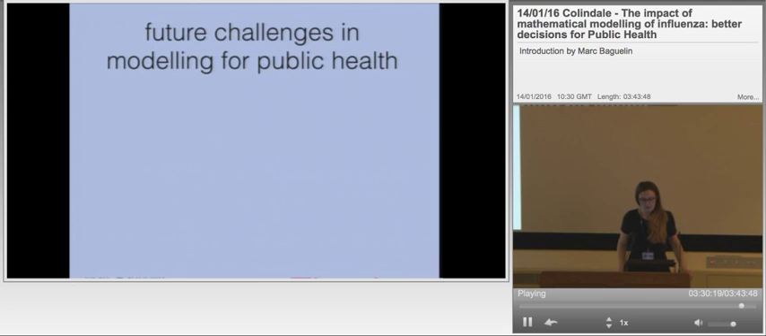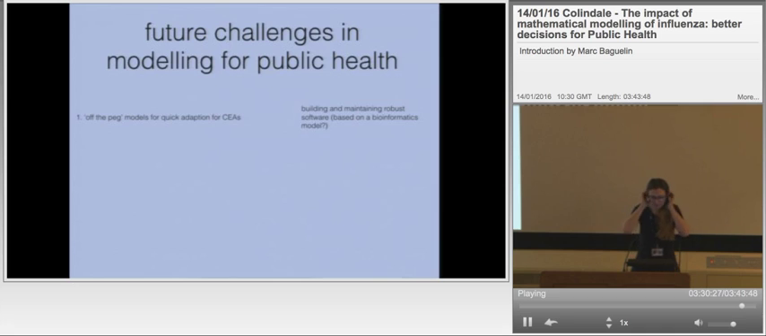So I thought I'd end by also talking about the challenges in modelling, not necessarily just for flu, but in general, in order to have more of a public health impact. And so I've mentioned this idea of open source software being increasingly important, and I think maybe as a modelling community we need to think about our business model, if you like, for understanding how these models get into the public domain.